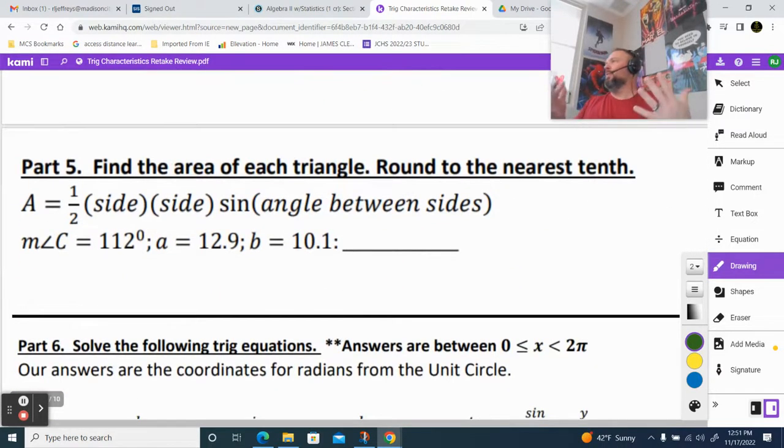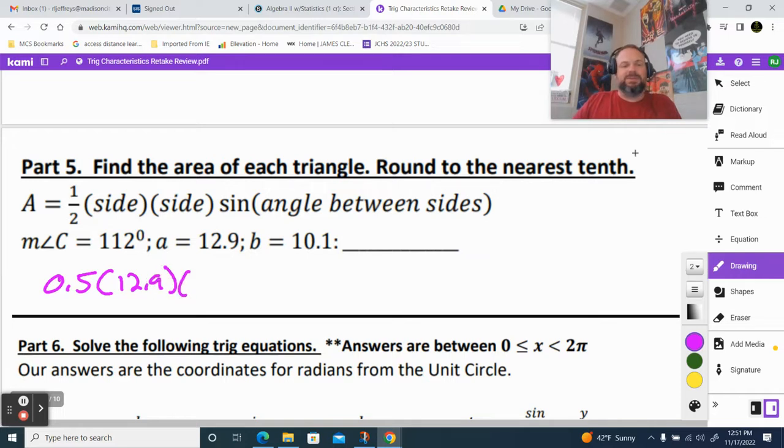Part 5. We're only doing one example like this because it's kind of easy. Half, side, sine of the angle. What do you think people missed on this the most? Number one issue they missed was that they forgot to round to the nearest tenth. The other thing is they used cosine instead of sine.